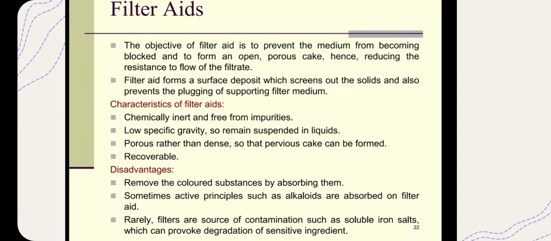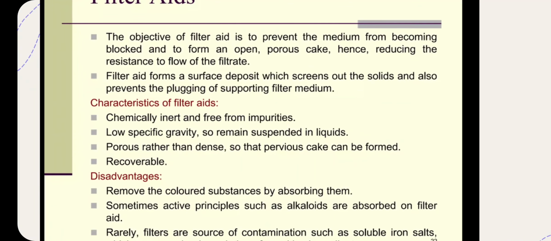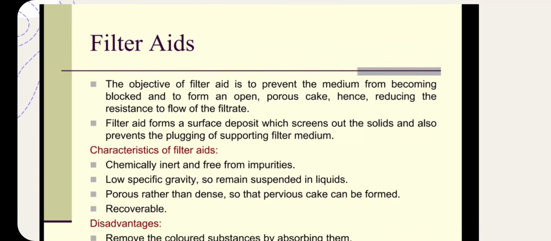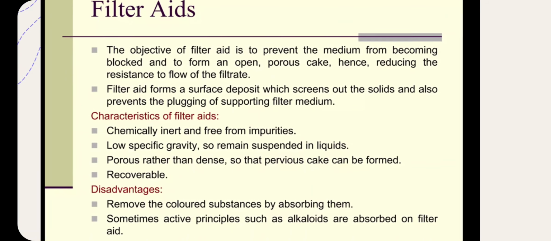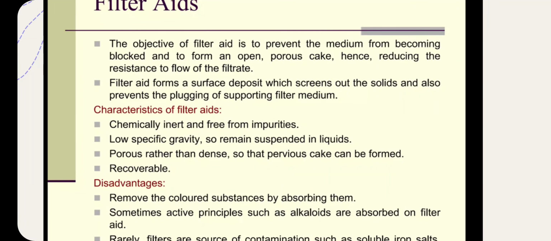Filter aids. The objective of a filter aid is to prevent the medium from becoming blocked and to form a porous cake, hence reducing the resistance to flow of the filtrate. The main objective of filter aid is to prevent blockage. Filter aid forms a surface deposit which screens out the solids and also prevents plugging of the supporting filter media. Basically, these filter aids are on the surface and help to trap the solid things.